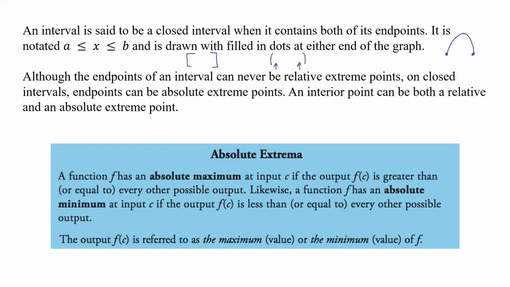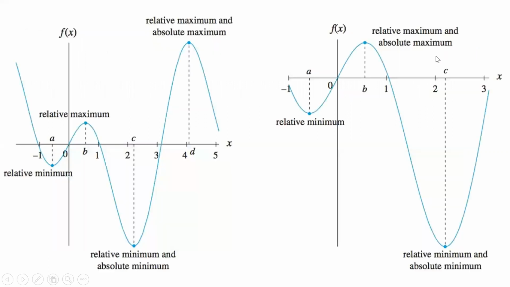Now, the output f(c) is referred to as the maximum or the minimum value of f. And so, when these are both the same, that's going to be the minimum value of f. And up here, that's going to be the maximum value of f. So that's why those are absolute extrema.